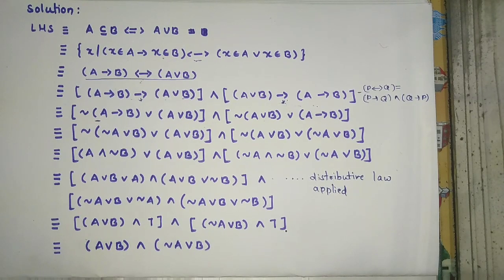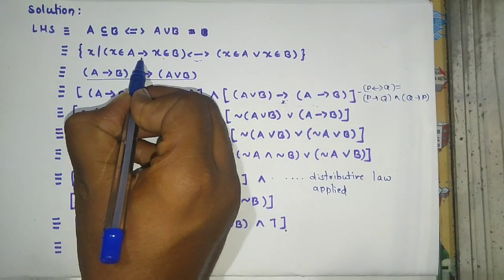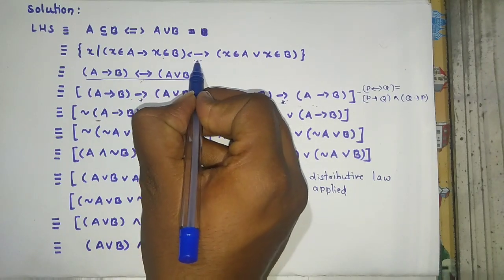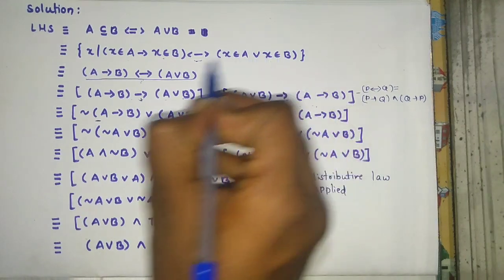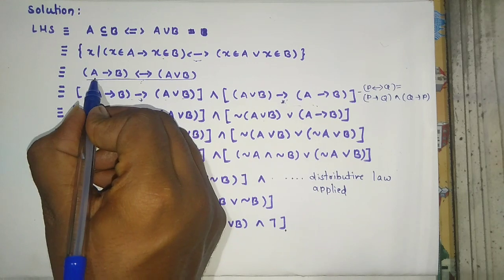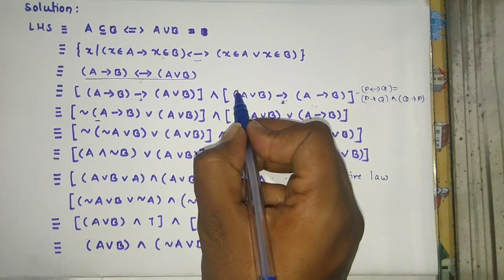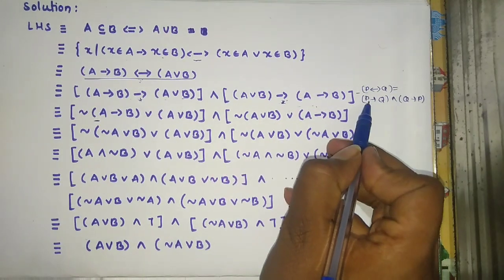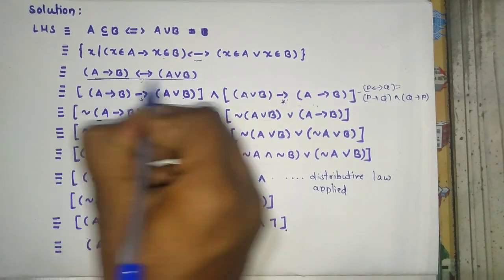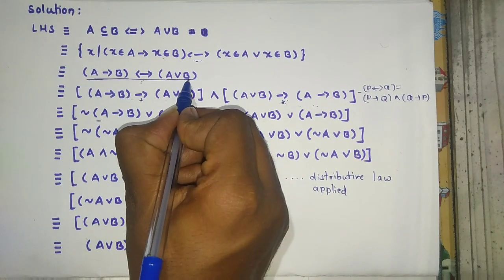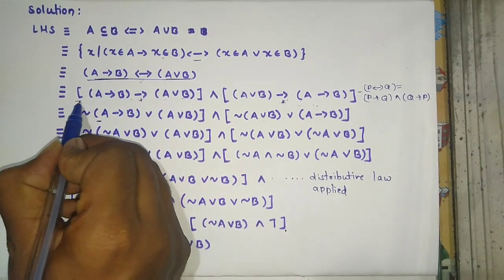Consider LHS. We write like this: X such that X belongs to A implies X belongs to B double implies X belongs to A or X belongs to B. For our simplification we write it like this: A implies B double implies A or B. As we know the property of double implication, which is given here, we consider this whole term as P and this term as Q and apply the double implication property. So from that we are getting this step.